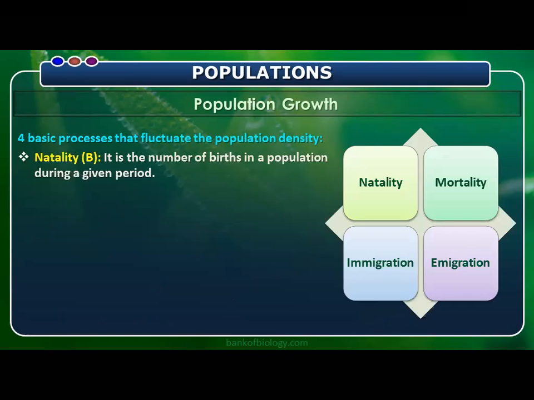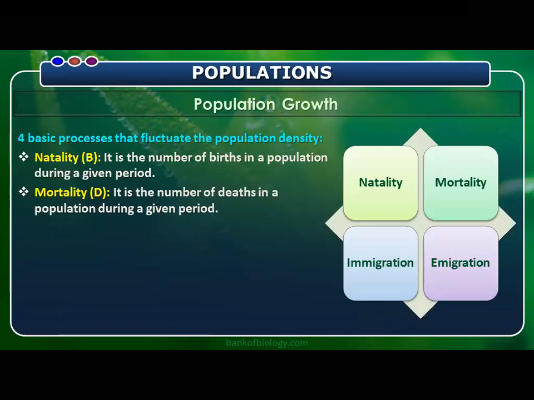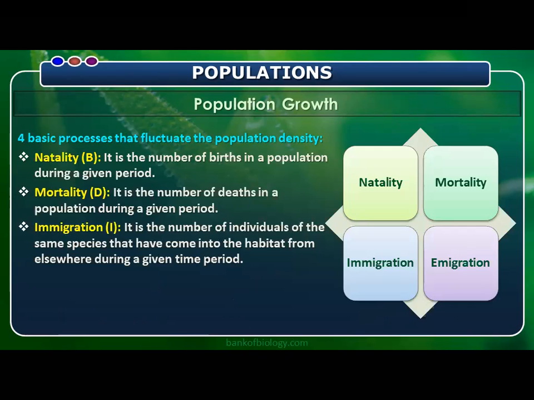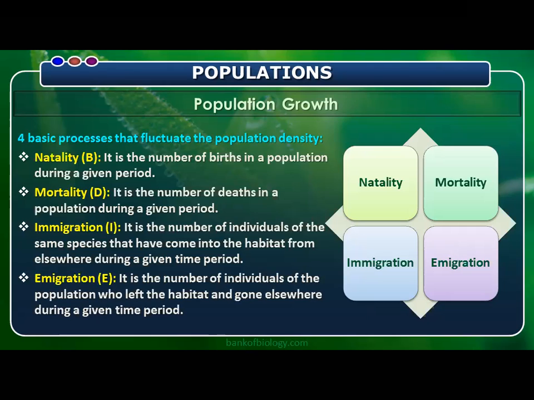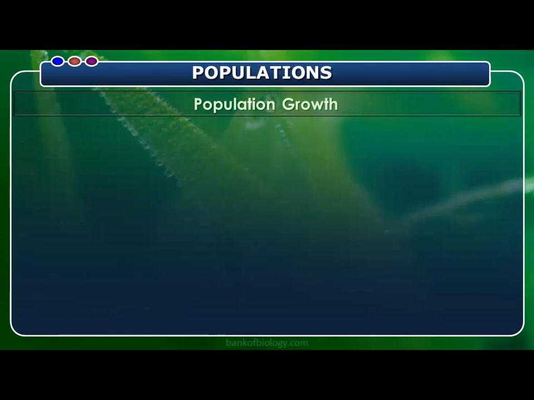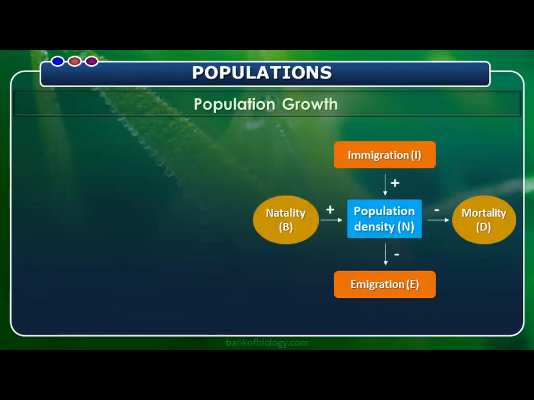Natality, birth rate, is the number of births in a population during a given period. Mortality, the death rate, is the number of deaths in a population during a given period. Immigration is the number of individuals of the same species that have come into the habitat from elsewhere during a given time period. Emigration is the number of individuals of the population who left the habitat and gone elsewhere during a given time period. We call these the four attributes of population, and we show them in a diagram like this.